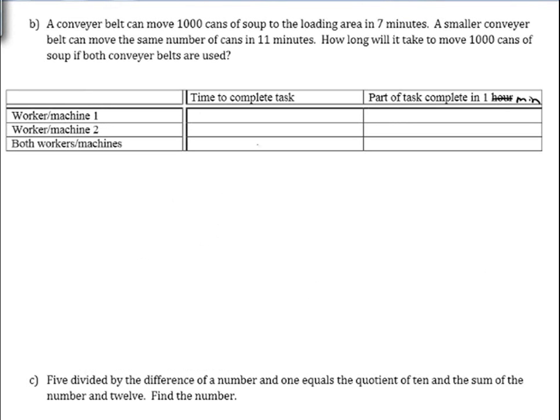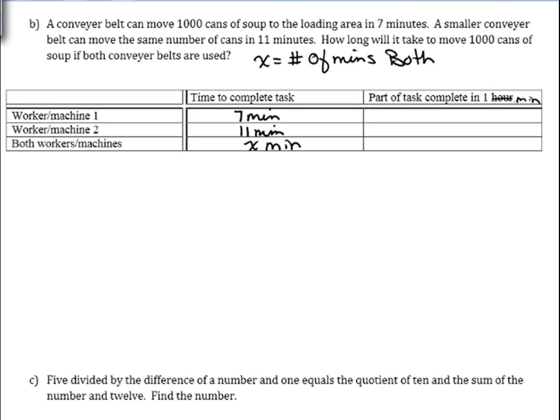A conveyor belt can move 1,000 cans of soup to the loading area in 7 minutes. A smaller conveyor belt can move the same number of cans in 11 minutes. How long will it take 1,000 cans of soup if both conveyor belts are working together? So x is going to be the number of minutes for both. The time that it took the first conveyor belt to move the cans was 7 minutes. The time it takes for the second conveyor belt to move the cans is 11 minutes. And working together, they can move the cans in x minutes.